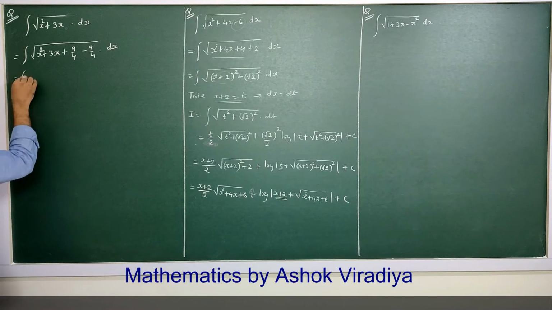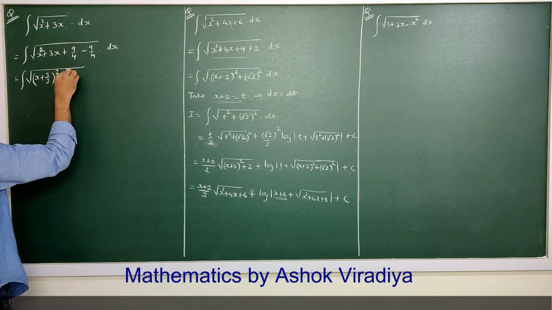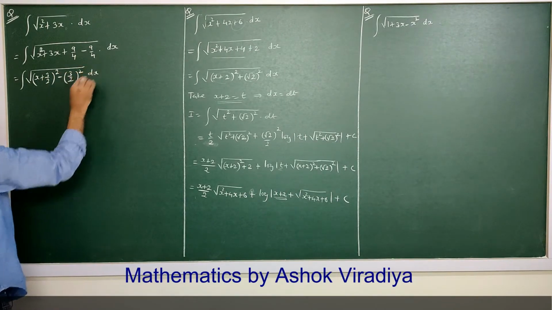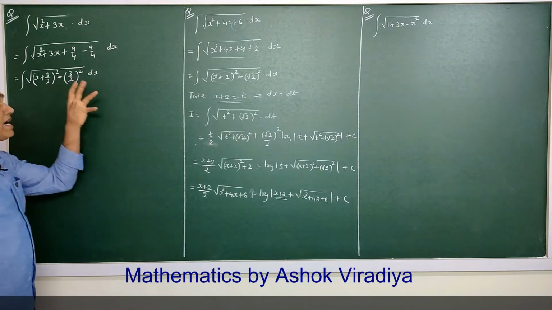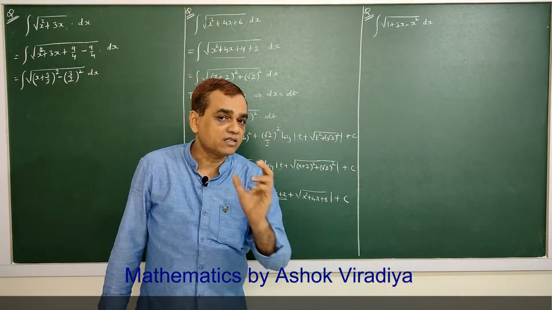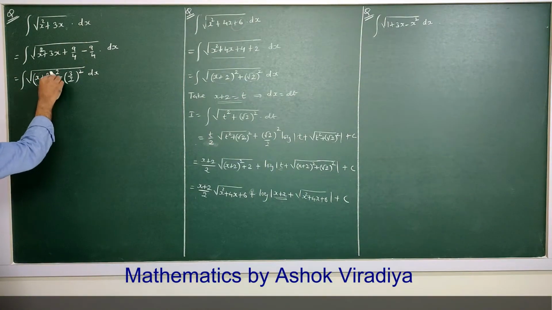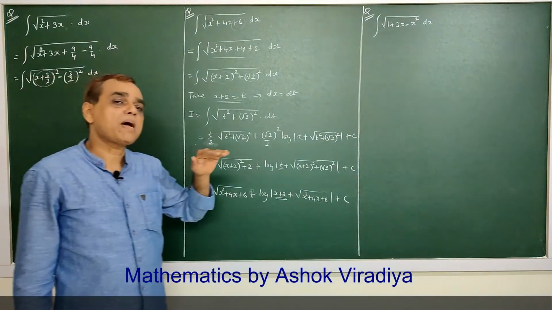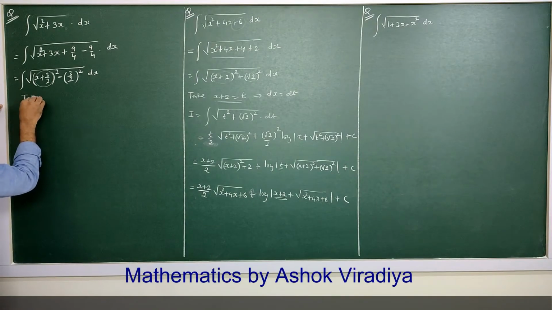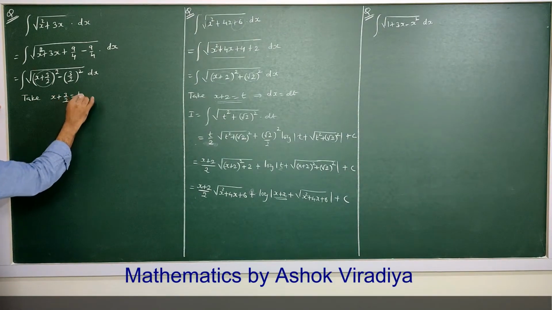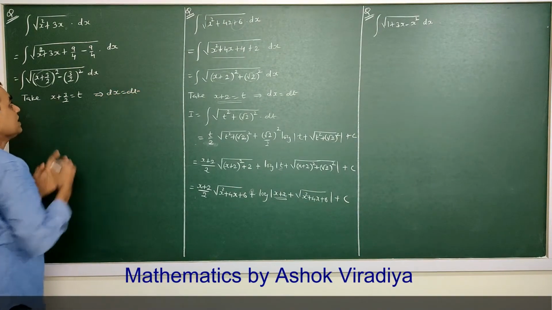So it becomes integral of square root of (x plus 3 by 2) whole square minus (3 by 2) whole square dx. So it is root x square minus a square. We are going to get the pattern root x square minus a square, but here there should be x. So to match with that formula, we substitute x plus 3 by 2 equal to t. So dx is dt.